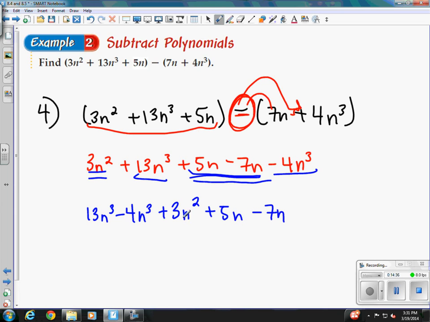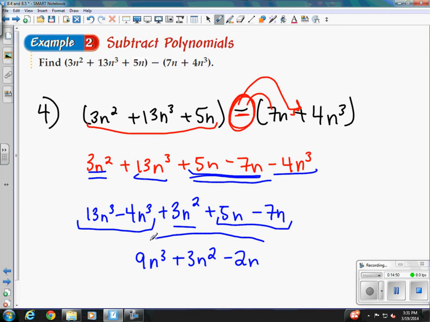Now we combine like terms. So 13n to the third minus 4n to the third is 9n to the third. 3n squared has nobody to go with, so he just drops down. And then 5n minus 7n is negative 2n. And that's as far as we can go because all their powers are different. And that finishes up for polynomials.